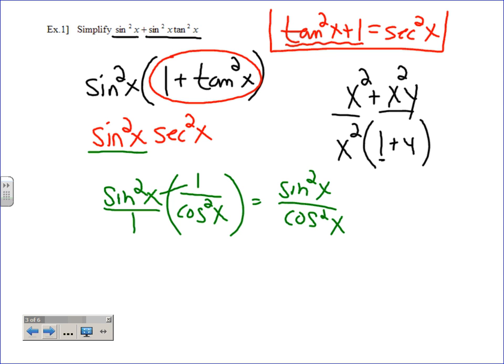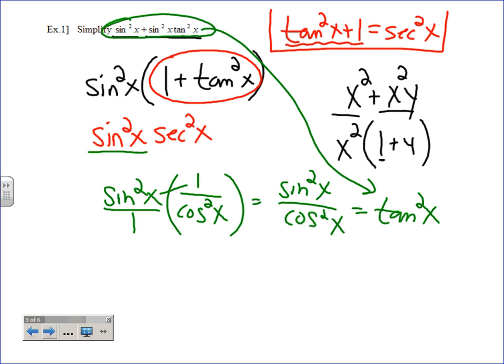Tangent squared. Now, this one worked out really nice. Believe it or not, all of this right here is saying the exact same thing as tangent squared. Which one would you rather deal with? This big circled one up there or tangent squared?